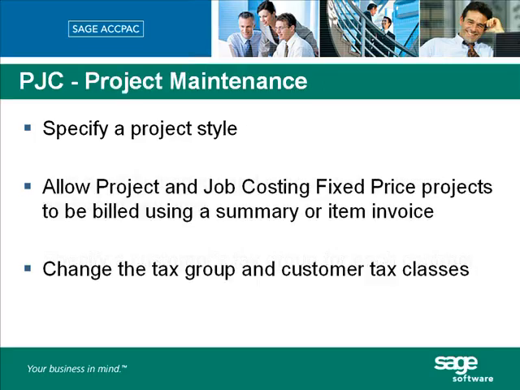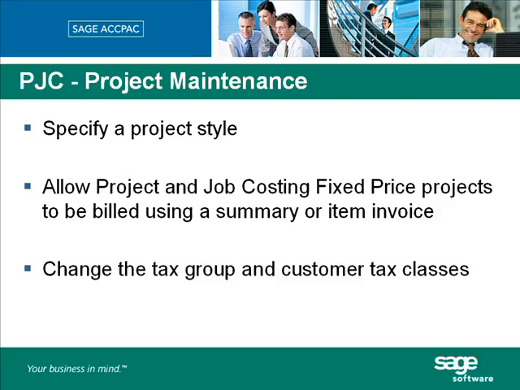With the new project and job costing, project maintenance now lets you specify a project style. Additionally, you can specify whether to generate an item or summary invoice for fixed price projects that use billings and cost or accrual-based accounting methods. A new tax tab is provided that allows you to change the tax group and customer tax classes for individual projects. The tax group for a project can be changed if you needed to calculate taxes for a jurisdiction where the governing tax authorities are different from those in effect for the rest of the contract.